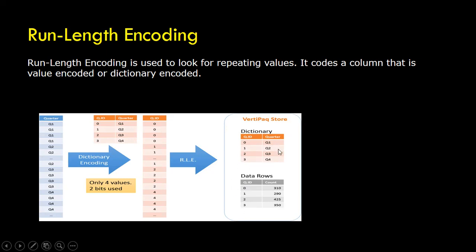It uses the combination of the dictionary and the count. So here, if you see, 0 is Q1. How many values are there for Q1? 310. How many times is Q1 repeated? 310. How many times is Q2 repeated? 290 times. How many times is Q3 repeated? 425 times. So this is how it works. It works with the combination of the dictionary as well as the encoding technique, in the case of run length encoding.